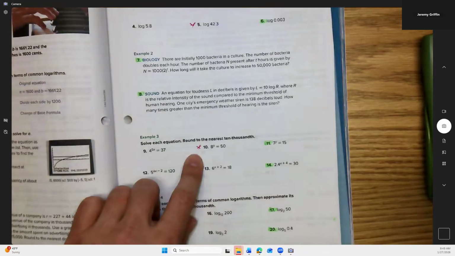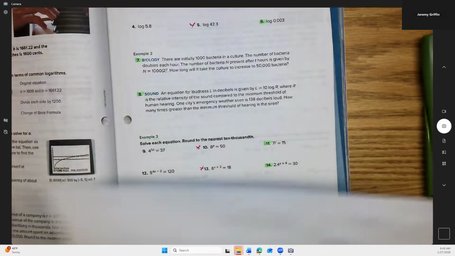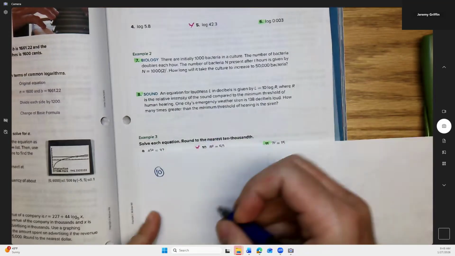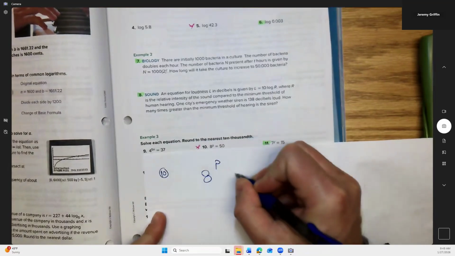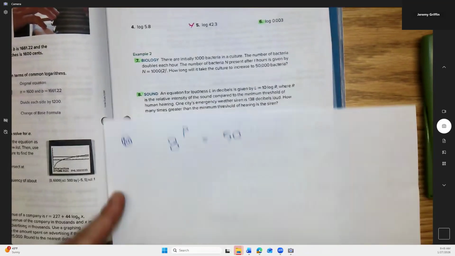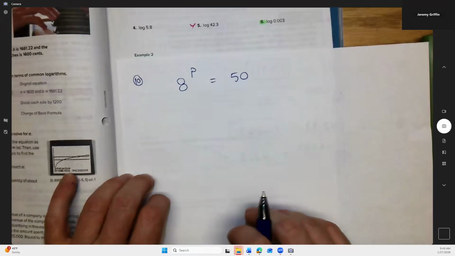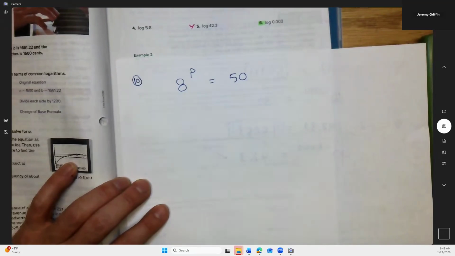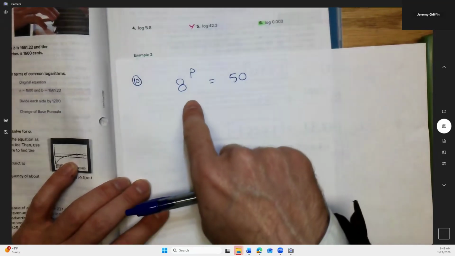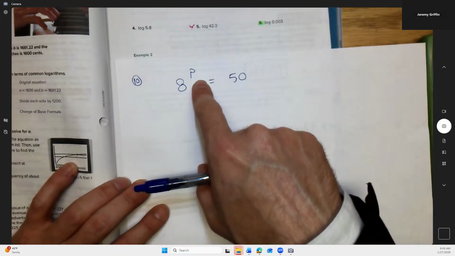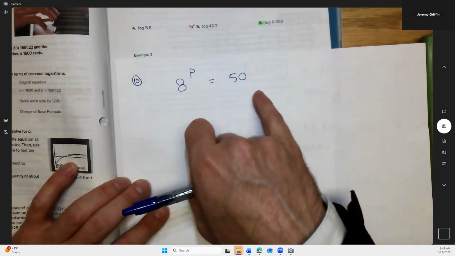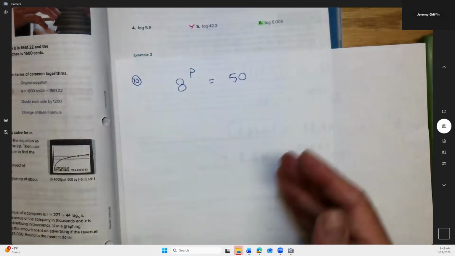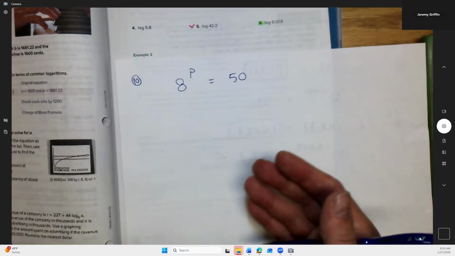All right. Number 10. Solve each equation, round to the nearest 10,000th. So now they've given us 8 to the power of p equals 50. Right? But there's a few ways you can think about this. Of course, there's only one answer for p. Before we do that, guys, what's 8 squared? 64. And so 8 to the 1 is 8. 8 squared is 64. So p should be between what and what? 1 and 2. It's got to be between 1 and 2.